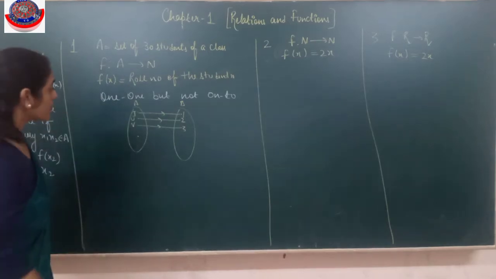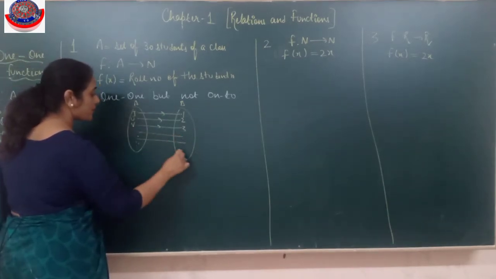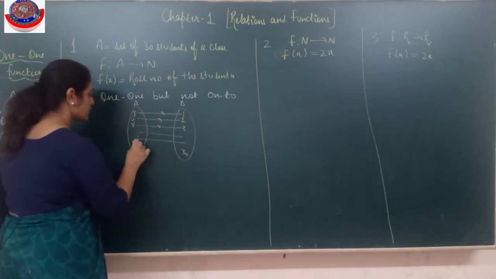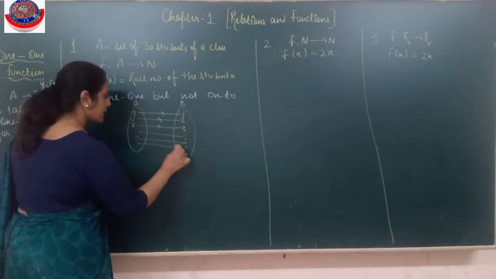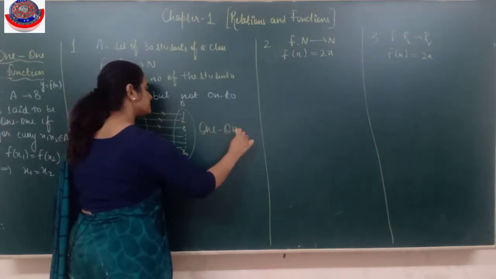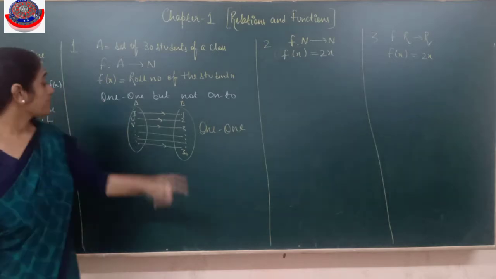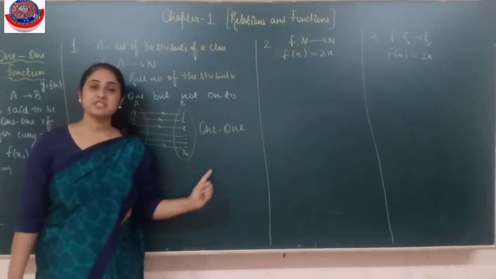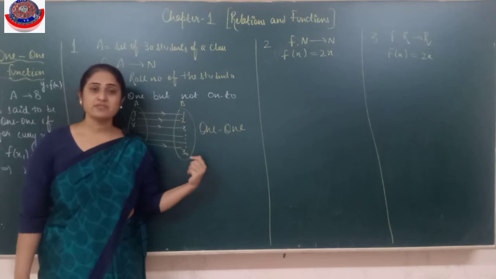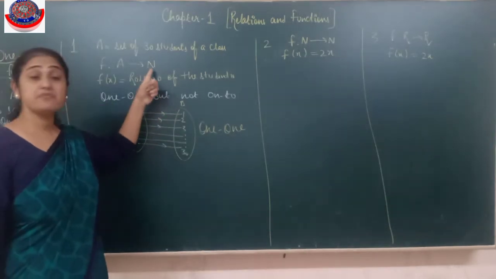Is it clear? Alright. So each child will be assigned a separate roll number up to 30 because there are 30 children in the class. So that means when one arrow goes to one, the function is one-one. Now we talk about onto. When a function is onto, there is nothing left in the second set, that means every element of the second set has a pre-image in the first set. But natural numbers are infinite.